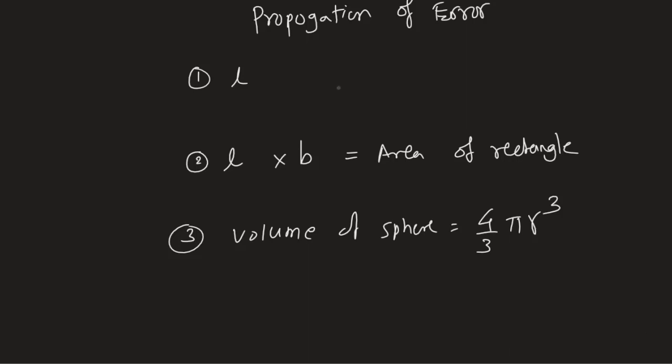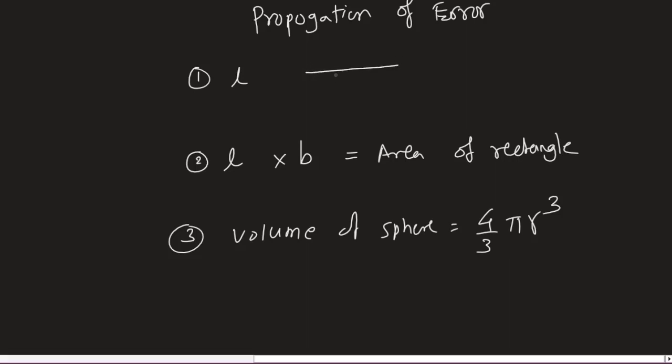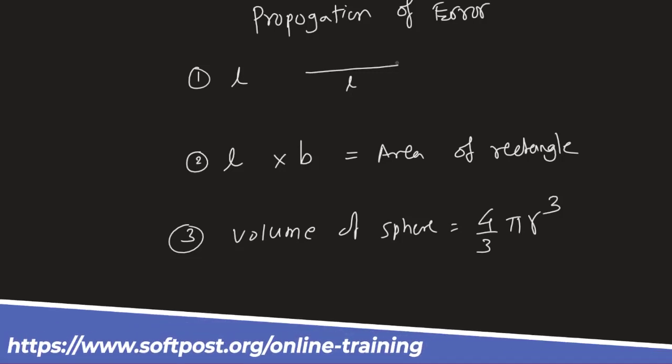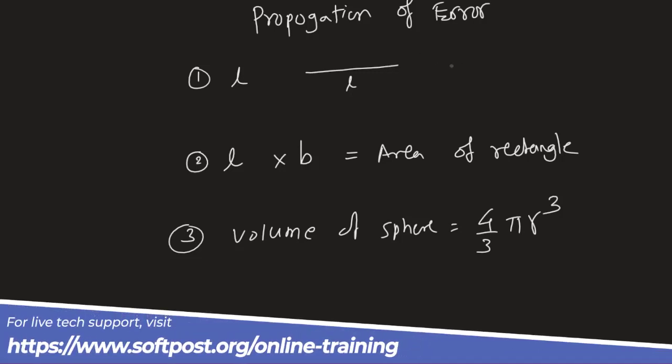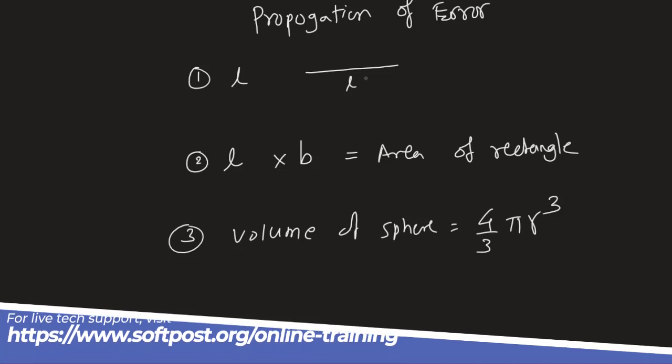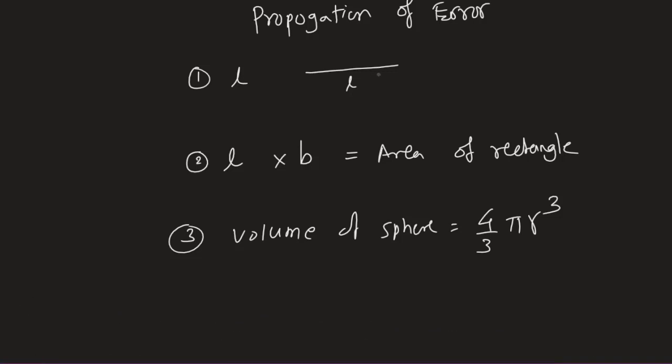In this video, I will be talking about propagation of error. So let us say we have got a rod and we want to measure the length. Let us say its length is L. But if there is an inaccuracy in the measuring instrument, then the actual length might be plus or minus the absolute error. Say, for example, there is error delta L. So the actual length will be L plus or minus delta L.